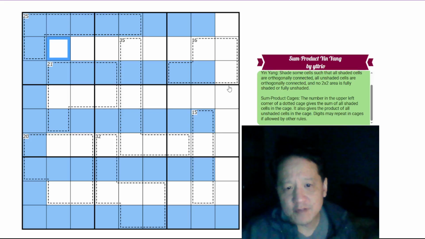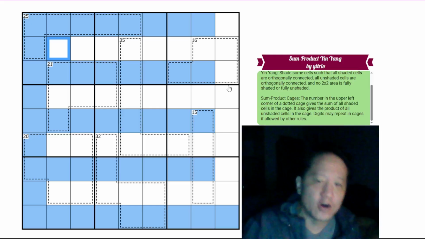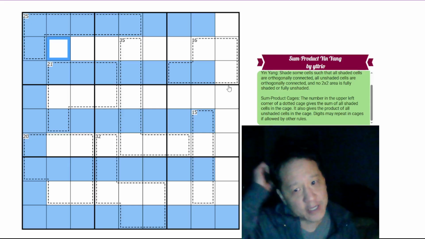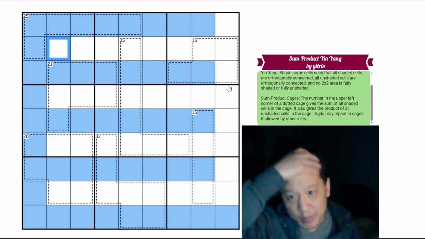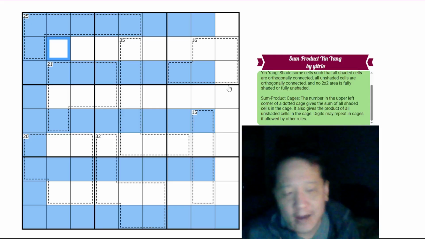And we have some product cages, where the number in the upper left corner of a dotted cage gives a sum of all shaded cells in the cage, and it also gives a product of all unshaded cells in the cage. And digits may repeat in cages if allowed by other rules.